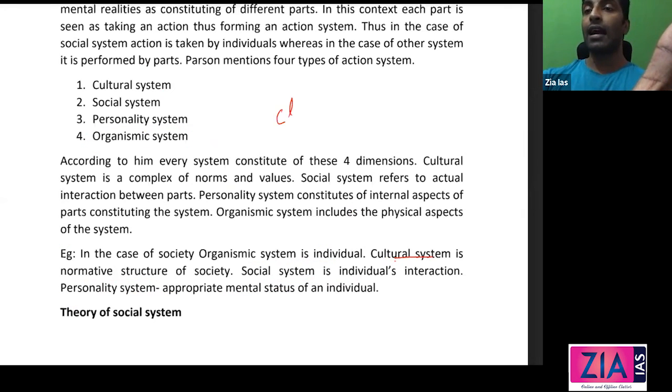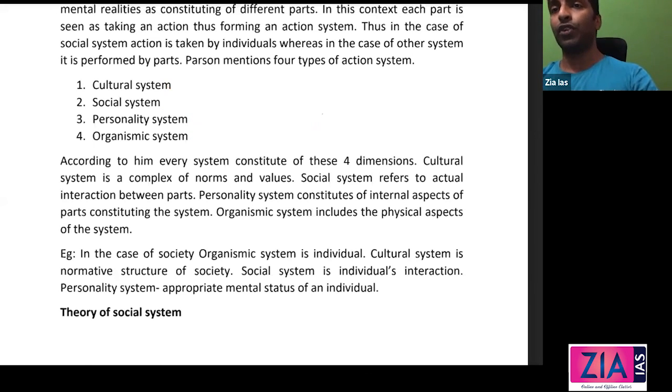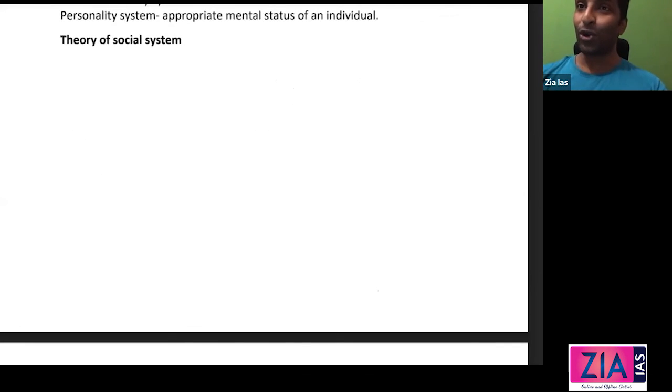So you consider this class here. What is the cultural system in this class? The rules, the norms and values, right? What is the social system? Interaction between all of us. What is the personality system? The mental status of all of us who are involved in this process. Organismic system, we all are individuals who are performing the action. This is just a prerequisite for doing that theory tomorrow. Just read this, understand it, and tomorrow we'll be discussing the so-called abstract theory, grand theory, right? Multidisciplinary framework and everything. Okay, that's it, guys. Any doubt?